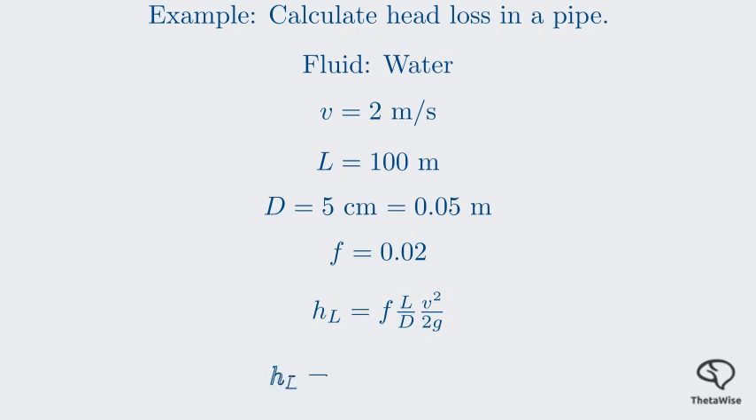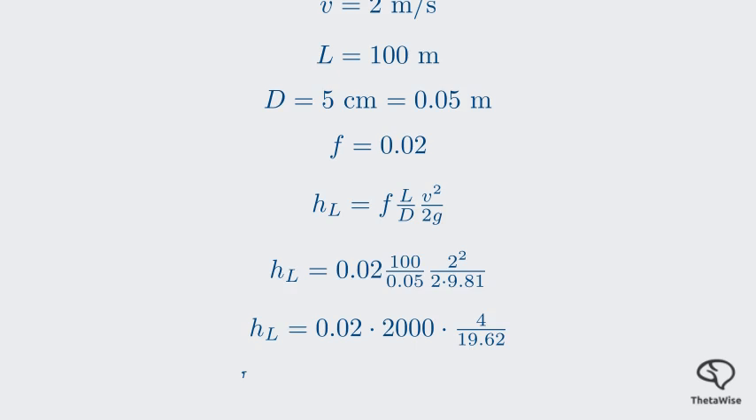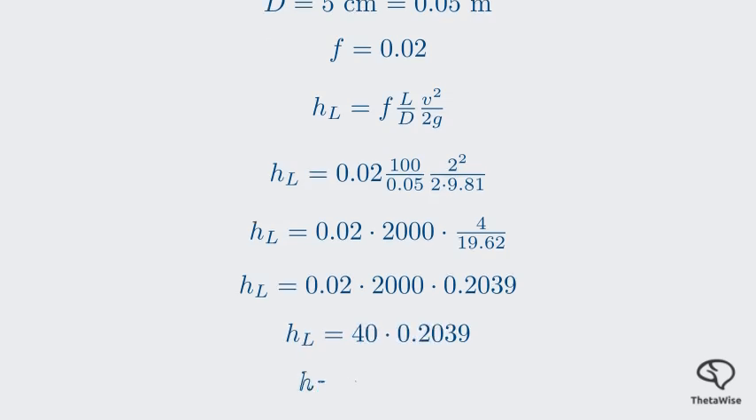We have 0.02 for f, 100 meters for L, 0.05 meters for D, 2 meters per second for V, and 9.81 meters per second squared for g. Let's calculate this step by step. First, 100 divided by 0.05 is 2,000. Second, 2 squared is 4, and 2 times 9.81 is 19.62. So 4 divided by 19.62 is approximately 0.2039. Multiplying these together, we get a head loss of 8.156 meters.